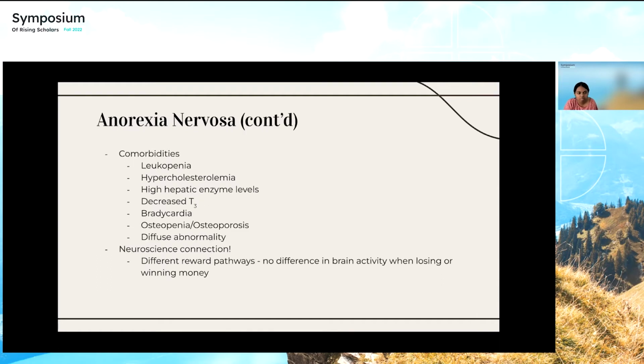And anorexia has multiple comorbidities as listed on the screen, but I think an important neuroscience connection is that people who have recovered from anorexia don't have a difference in brain activity when playing a game show and they're losing or winning money. So they have the exact same brain activity when they lose money and the exact same brain activity when they win money.